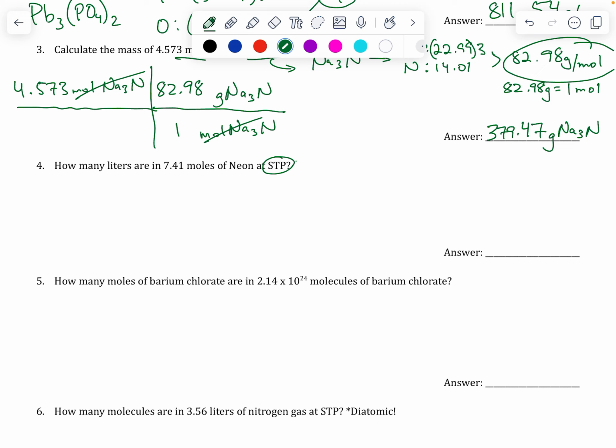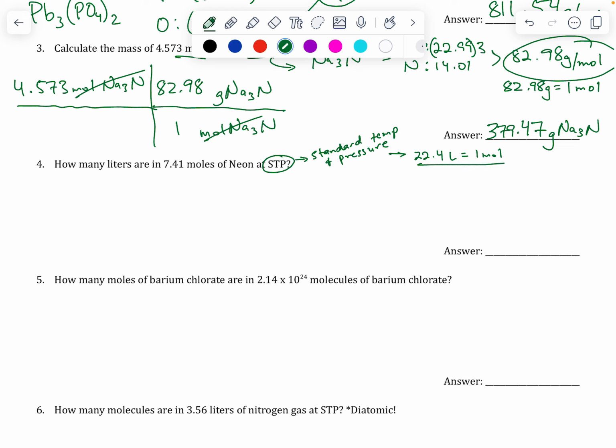All right. How many liters are in this many moles of neon at STP? Now, at STP, we know what that means since we did our gas laws unit. Remember, STP is standard temperature and pressure, right? That's all that means. And what that tells us in a problem like this is that we can use the fact that 22.4 liters at standard temperature and pressure are equal to 1 mole, all right? So that's a conversion factor. That's all that lets us know, is this conversion factor right here.